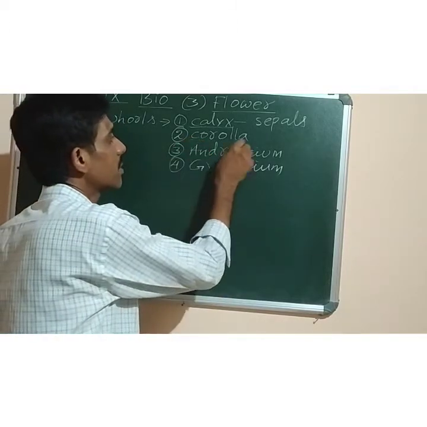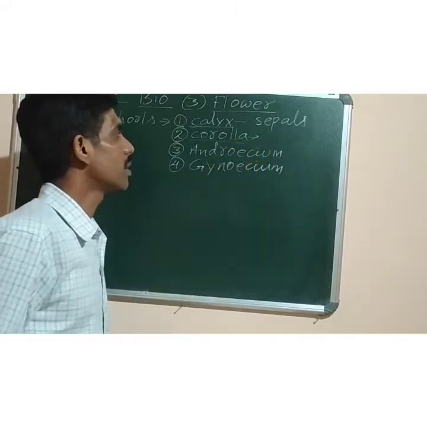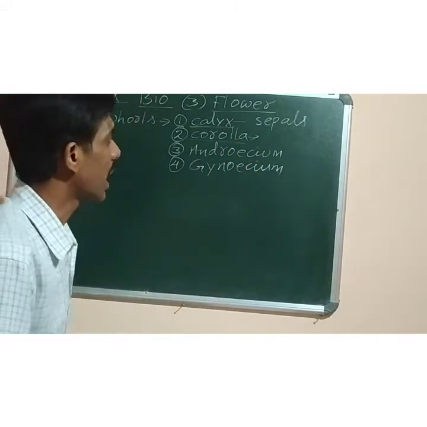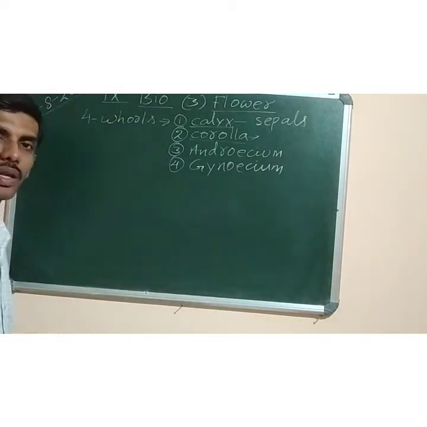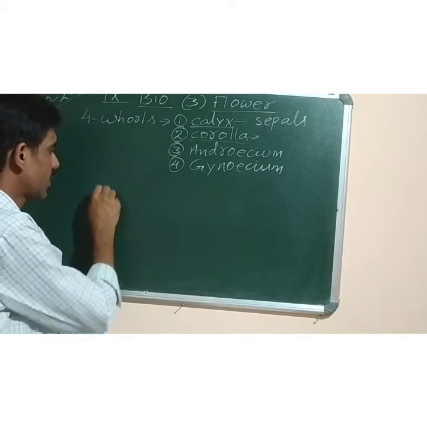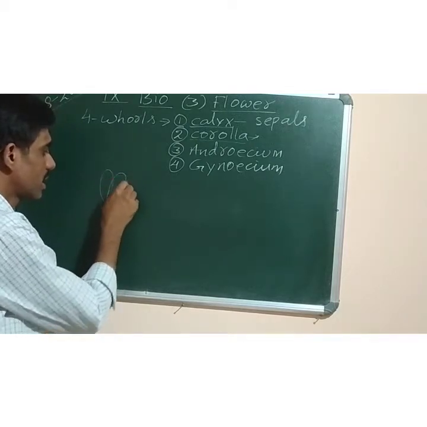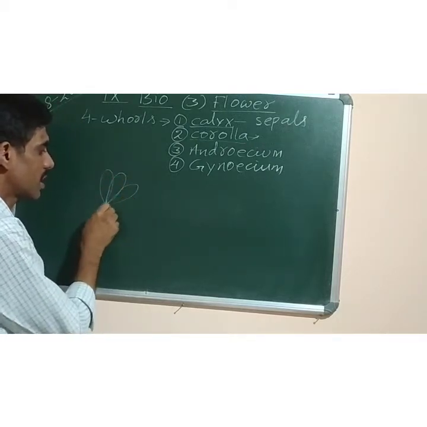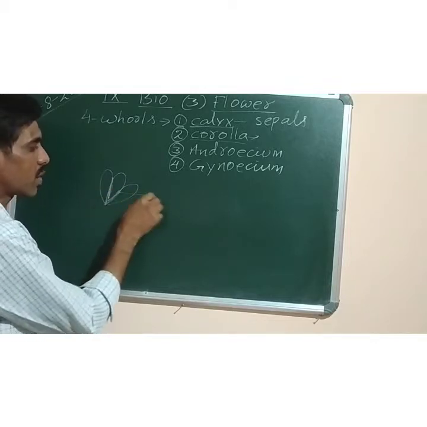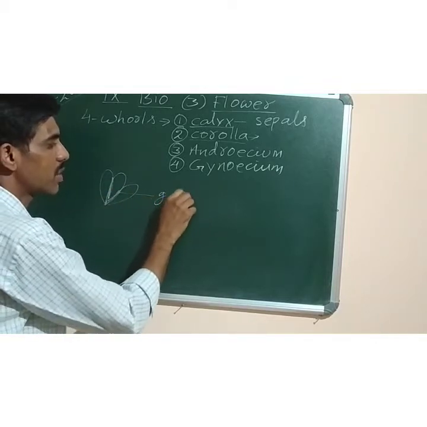The second layer of the flower is corolla. But some terms are there which are related with sepals, like gamosepalous. If all the sepals are united together, fused with each other, all the leaves attached with each other, then it is called gamosepalous. Gamo means united.